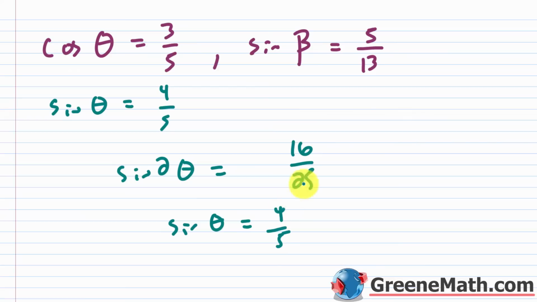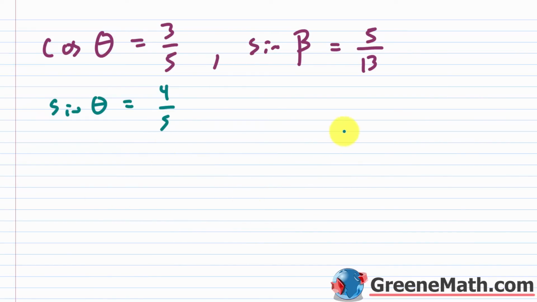So again, this is the long way. If you need to do it this way, that's fine. But after you do enough of these problems, if you see the cosine of theta is 3/5 and I'm in quadrant 1, I immediately know the sine of theta is 4/5, right? 3, 4, 5 right triangle. Then this other one is going to be similar.